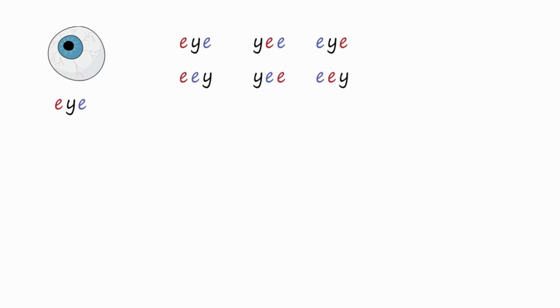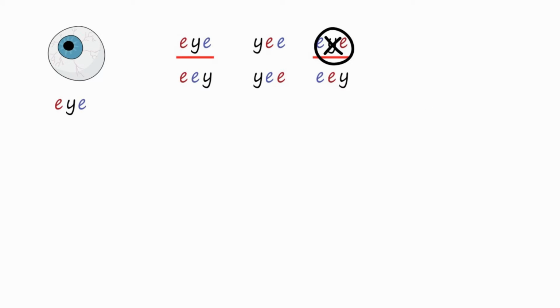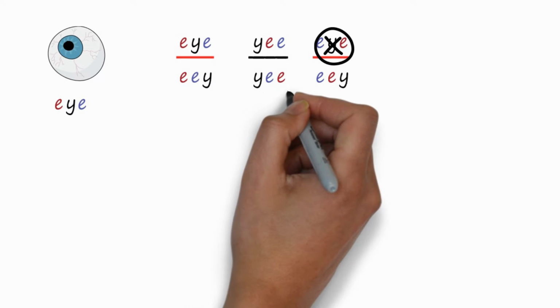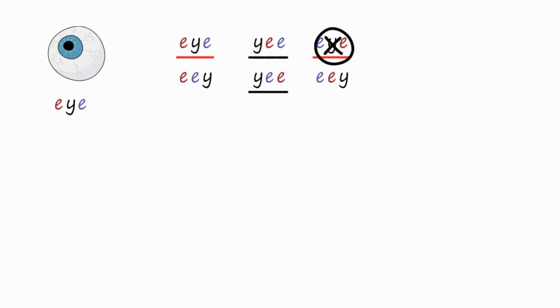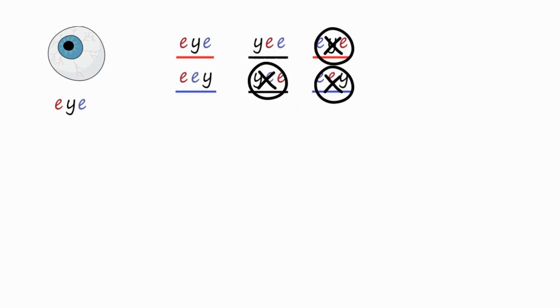And if we look at the results, we notice some of them are the same except for the color of the letter E. For example, EYE is there twice. So we only need one of those if we're just counting letter reorganizations. And YEE is the same, twice, so we can eliminate one of those. And EEY is found twice, so we can eliminate one of those. What we're left with is three ways to reorganize the letters.